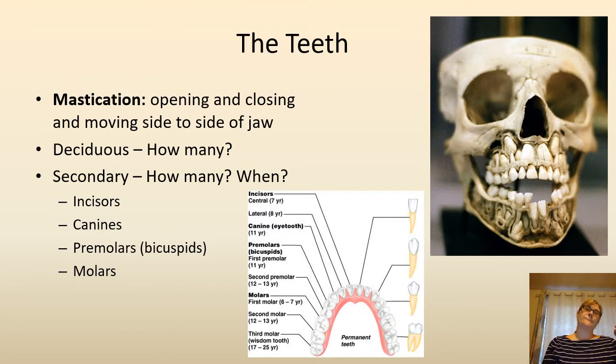All right. So we have deciduous teeth and secondary teeth. Deciduous teeth are baby teeth, and there are 20 of them once all the baby teeth come in. Deciduous teeth fall out, and then secondary teeth come in. Our secondary teeth, we have 32 of them, and as you know, they don't grow back.